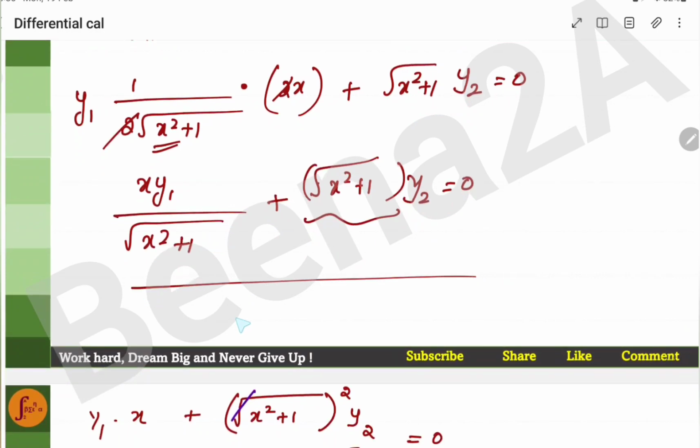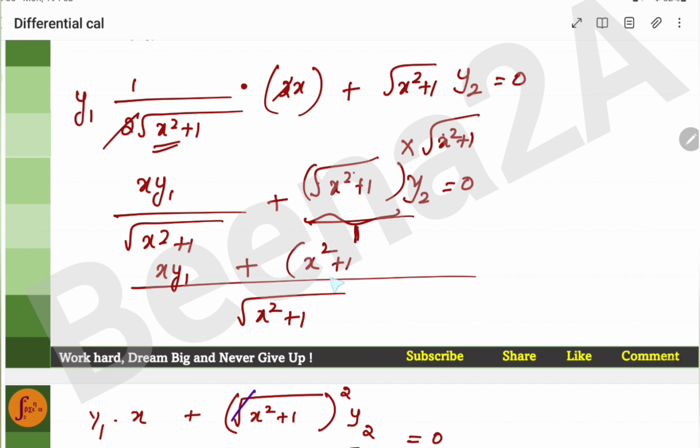Now let's find LCM here, right? So LCM would be root of x square plus 1. You don't have to multiply anything here because you already have the LCM term. Here you have to multiply. You assume that there is 1. Only if you multiply this 1 with this LCM, you will get the LCM back. So you have to multiply the numerator with root of x square plus 1. So I'll get root of x square plus 1 into root of x square plus 1, which is nothing but x square plus 1 itself, and y2. This is equal to 0.